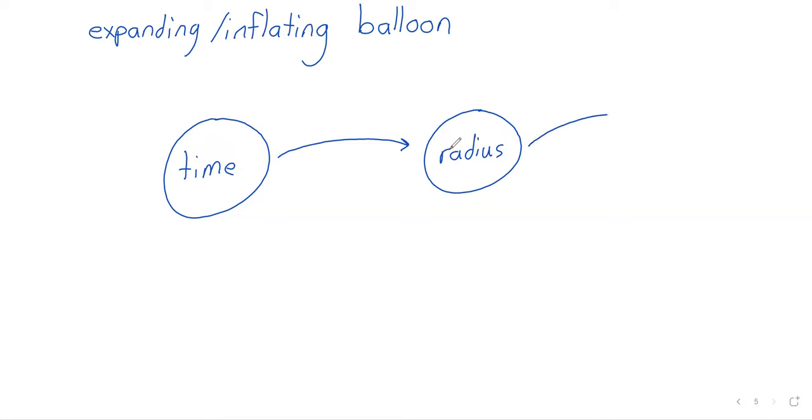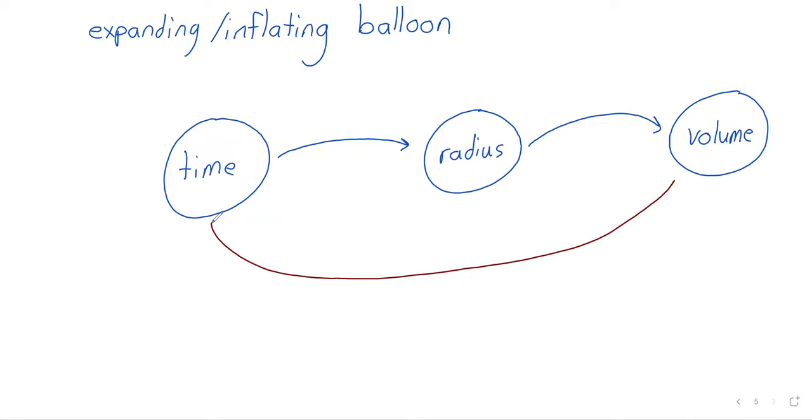Another function that you might create, in fact, a very famous function, is the volume function. The volume of a sphere depends on its radius. And what composition would allow you to do is cut out the middleman, as it were, and just say, well, if we've been expanding this balloon for 5 seconds, what's the volume?